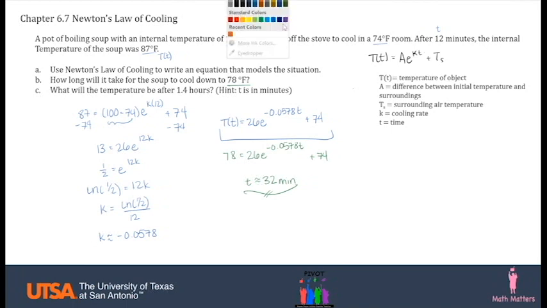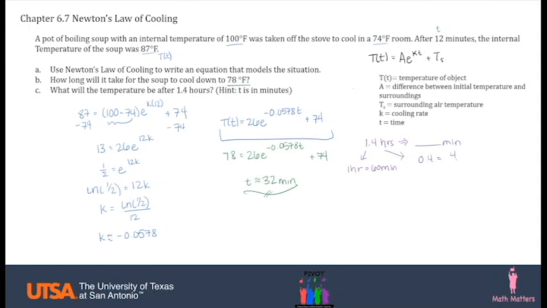And then the last part. Part C says, what will the temperature be after 1.4 hours? We have to remember that t is in minutes. So for 1.4 hours, we're going to find out how much this is in minutes. We know that 1 hour is 60 minutes. And then 0.4 is the same as 4 over 10 times 60 minutes. This gives us 24. So 60 plus 24, we get 84 minutes. So 1.4 hours is equivalent to 84 minutes.